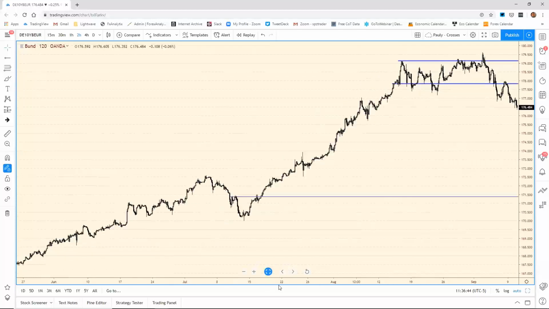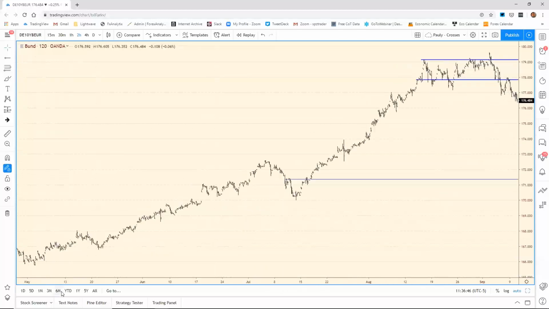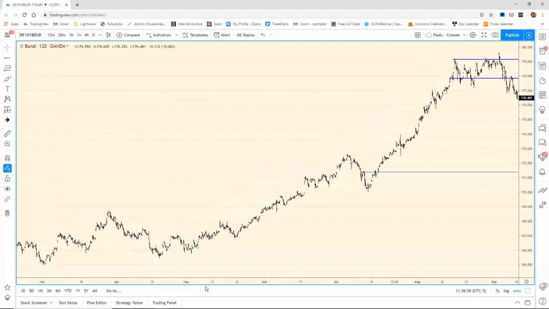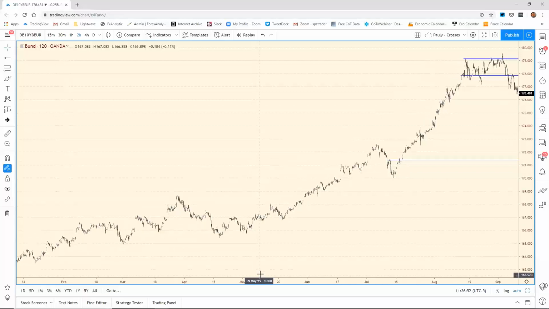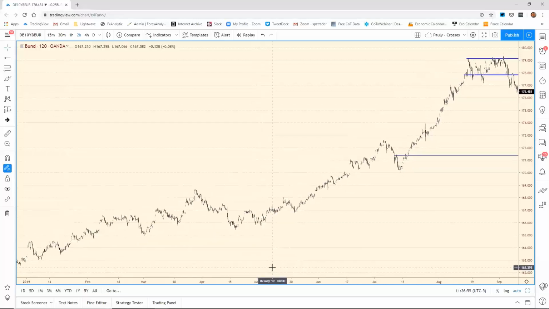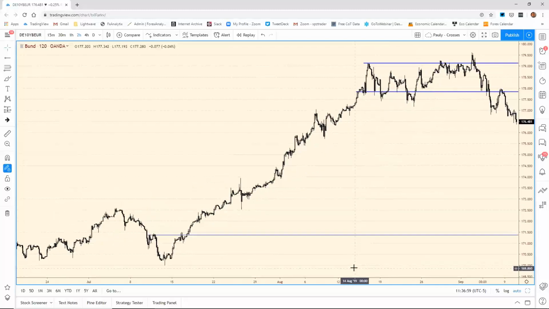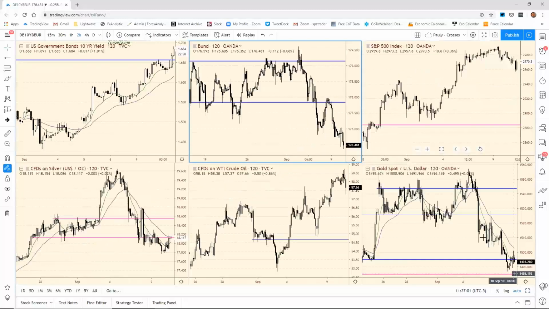But then look at the phenomenal run they've had all year long. I mean, look at this. This is nothing short of unbelievable. Look going all the way back to January. It's been quite the run. And then also Germany's looking to do its own stimulus. So that's taking a little bit of the wind out of the sails for the ECB and providing a little bit of a bid for the euro.